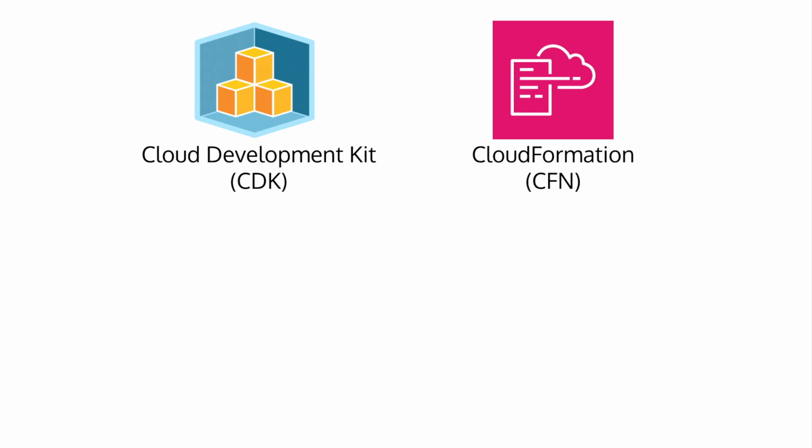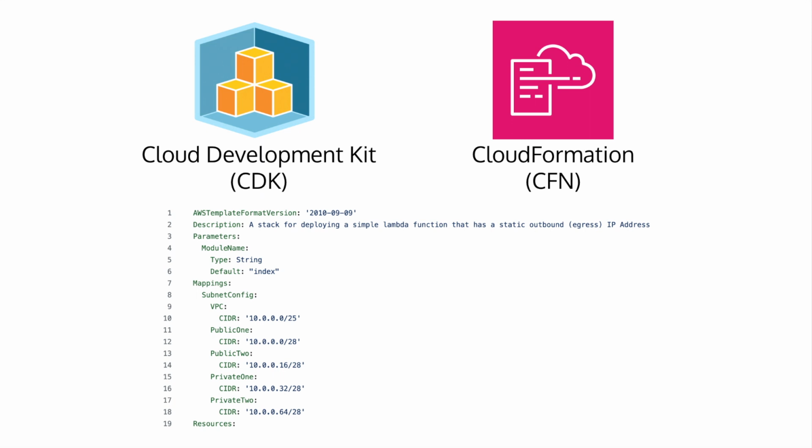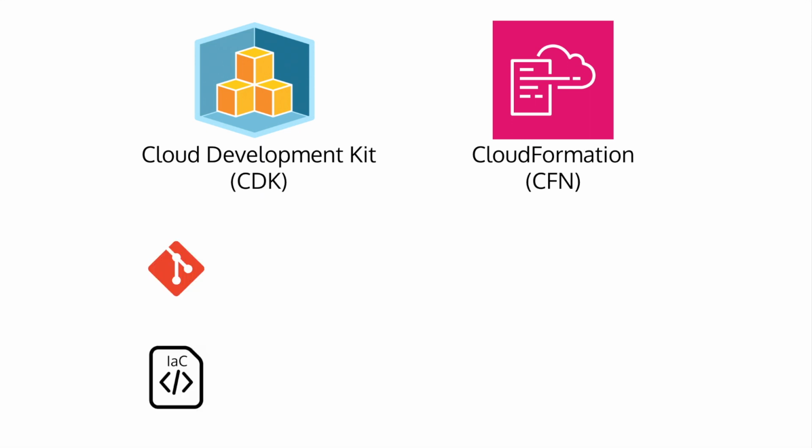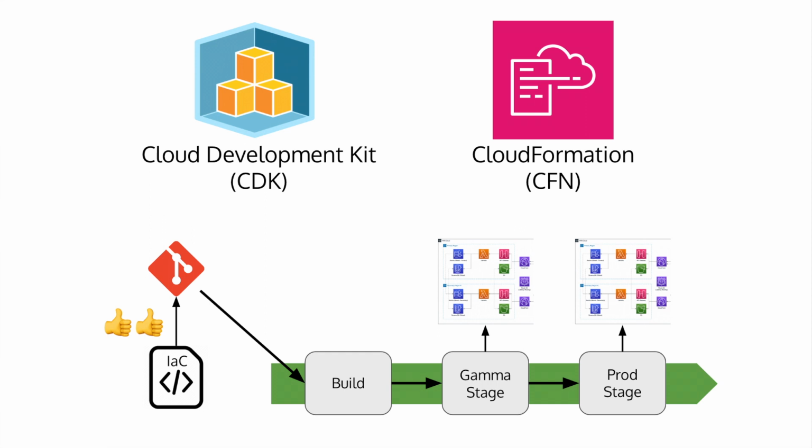The AWS Cloud Development Kit and CloudFormation, often referred to as CFN, are the two most popular ways to manage AWS resources using infrastructure as code. IAC is the management of cloud infrastructure through code or configuration files rather than manual configuration in the console. The IAC files can be version controlled through Git, which makes tracking changes and deploying to other environments easier. Plus, the ability to code review infrastructure changes is huge.